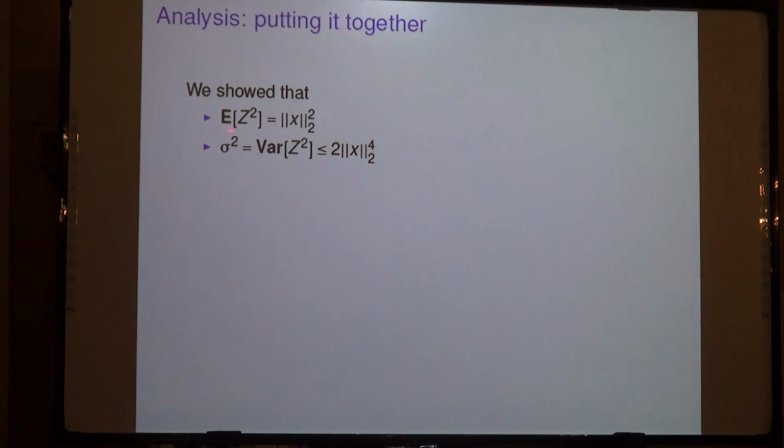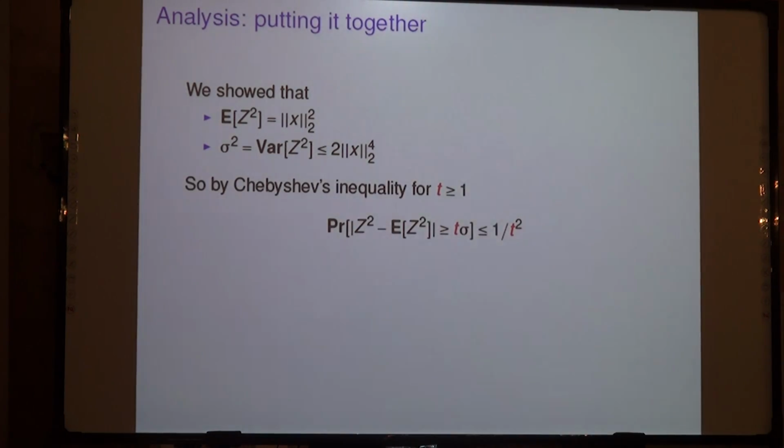Well, we know the mean of z squared, and we have an upper bound on the variance. What we do is just apply Chebyshev's inequality. Chebyshev's inequality says that for every t at least 1, the probability that z squared deviates from its mean by more than t times the standard deviation is at most 1 over t squared. So this is what we get. The probability that z squared deviates from the L2 norm squared by more than twice t times the L2 norm squared is at most 1 over t squared.